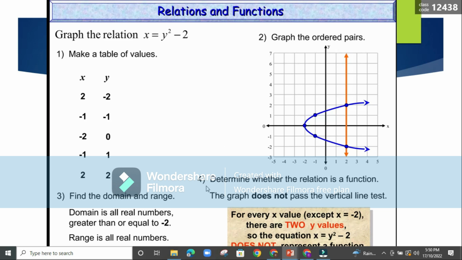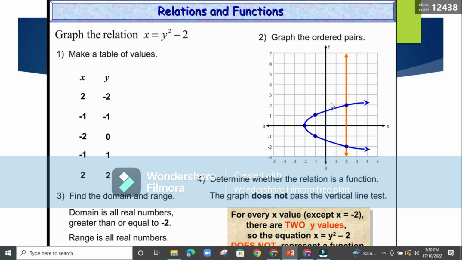And then for number 4, determine whether the relation is a function. The graph does not pass the vertical line test because this vertical line intersects 2 points. For every x value except x is equal to negative 2, there are 2 y values. So the equation x is equal to y squared minus 2 does not represent a function. Okay? So this is not a function.